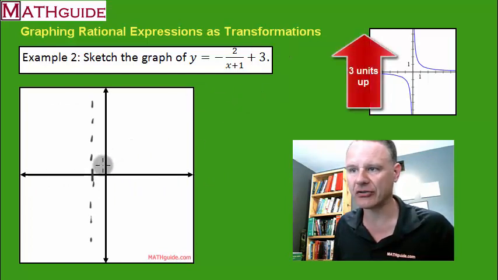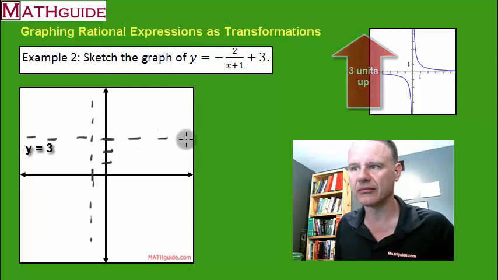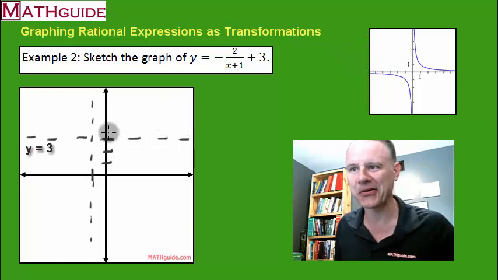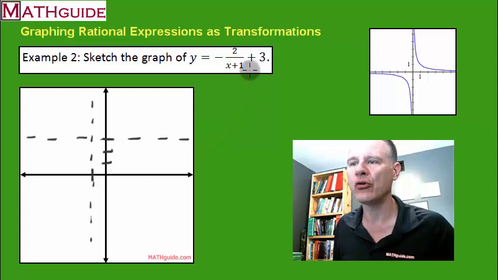So I do not do the opposite when it comes to the vertical. Okay, so there you go. There's my horizontal asymptote. Vertical up and down, horizontal left and right. Okay, so I moved the horizontal asymptote up 3 units. This is what the curve looks like.